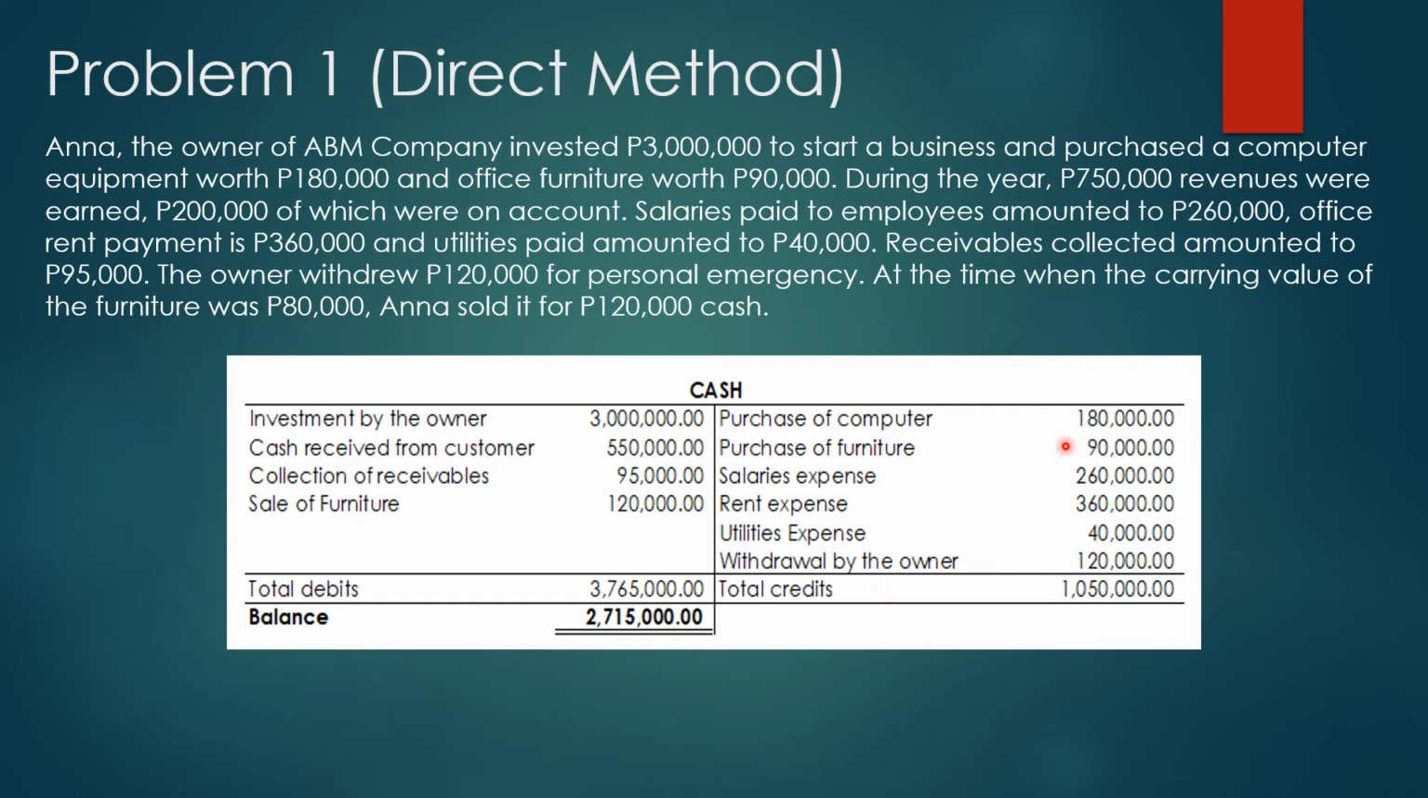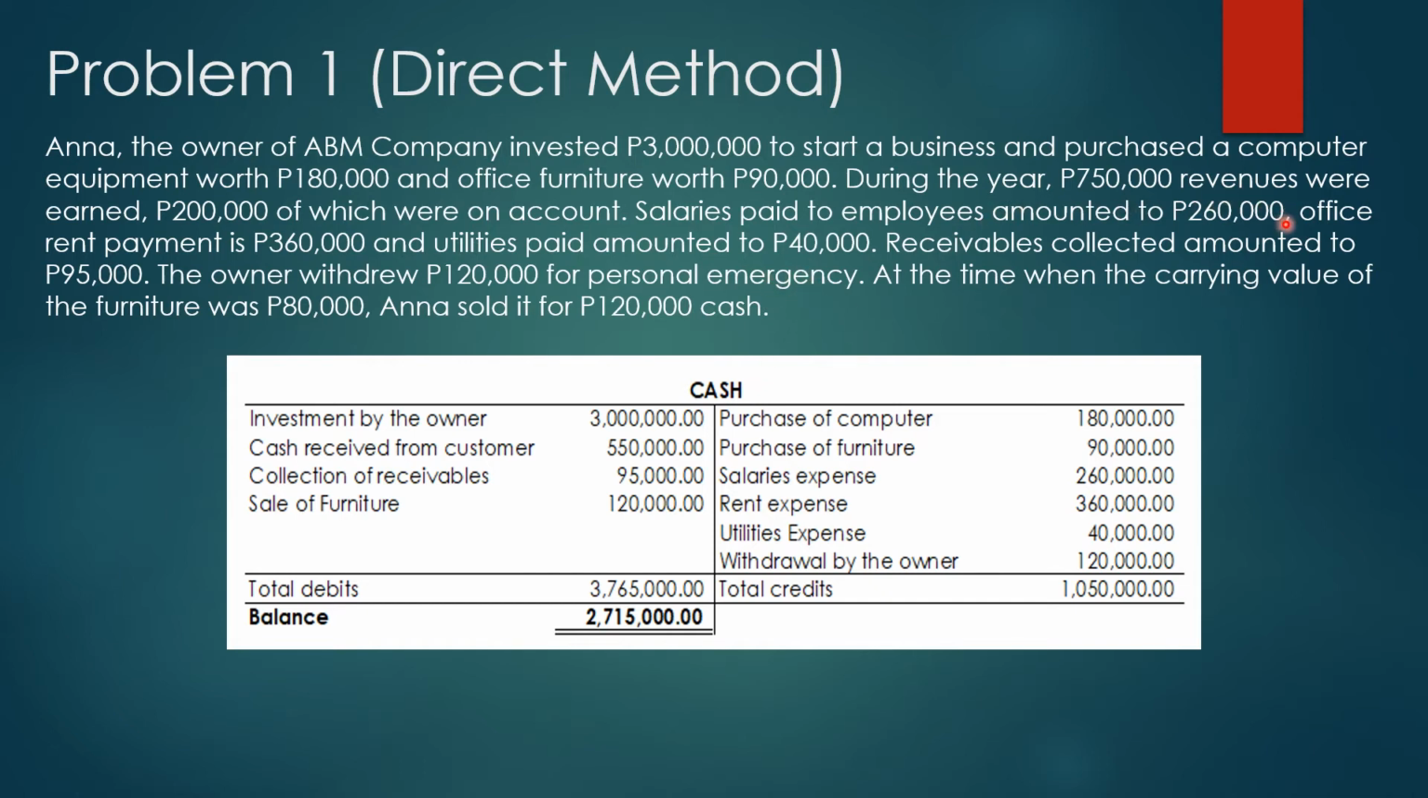During the year, 760,000 revenues were earned, 200,000 of which were on account. So, kumita ka daw. Nagkaroon ka ng revenue. Ma'am, bakit 550 lang yan nandyan? Cash received from the customer. So, later discuss natin siya. But for now, let's leave it here. Balikan natin tong 550,000.